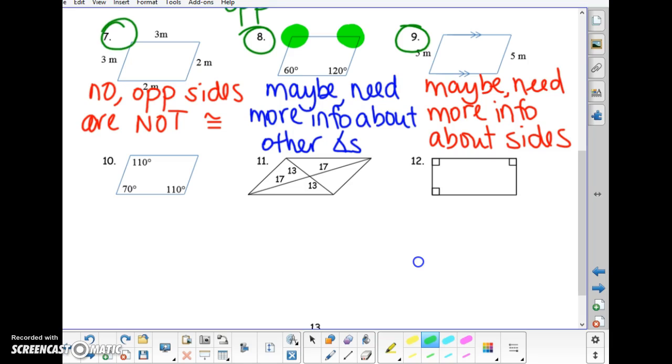And the same idea happens in problem number 9, except for side stuff. Either I need to know that these sides are also parallel, or I need to know something about the lengths of these sides.